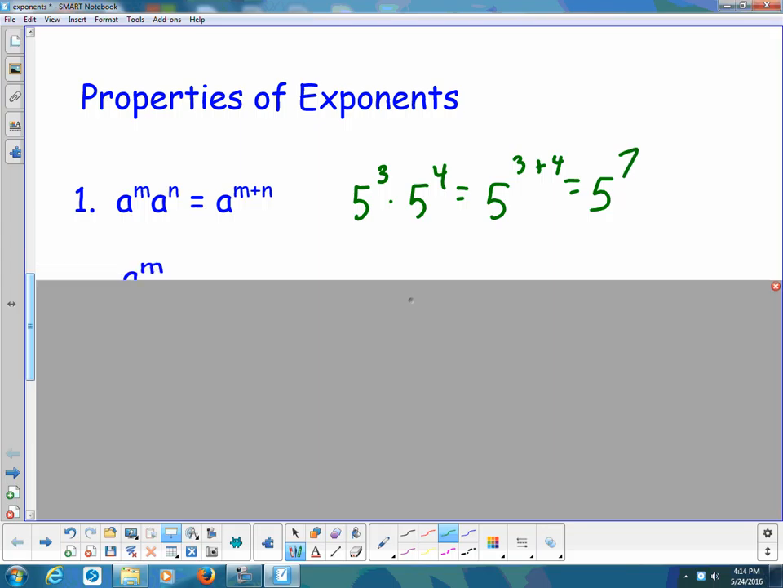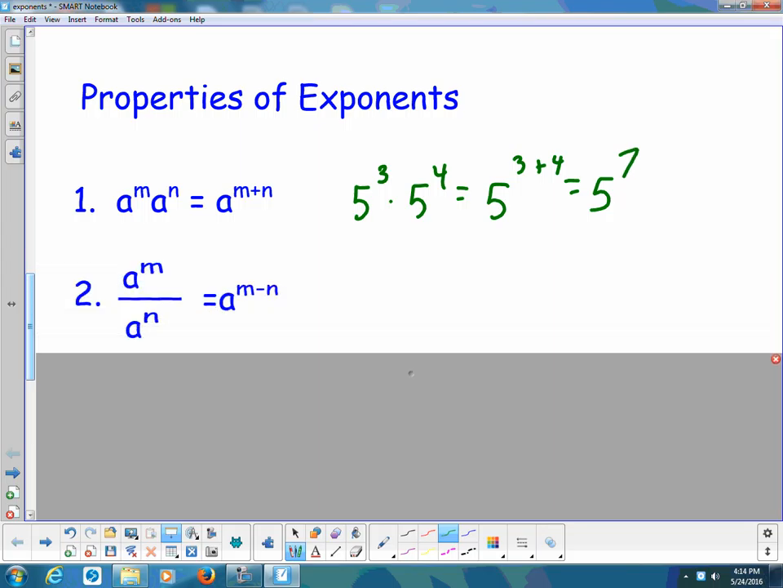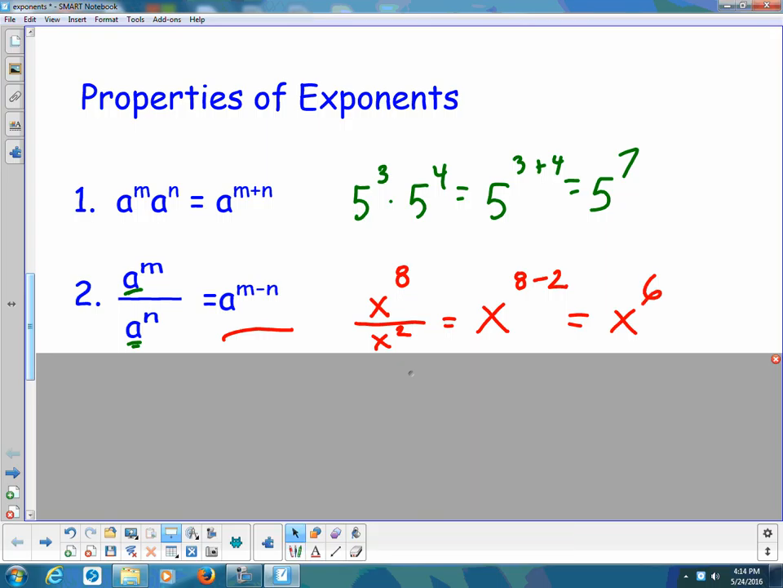Let's take a look at this next example. What about if we're dividing 2 numbers that have the same base? In this case, they both have base a. I'm taking a to the m over a to the n. Well, in that case, I want to subtract the exponents, and I would get a to the m minus n. For example, if I have x to the 8th divided by x to the 2nd, I want to subtract the exponents. So that would be x to the 8 minus 2. I don't divide the exponents, I subtract. And so I would end up getting x to the 6th.